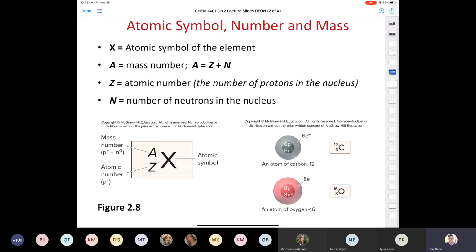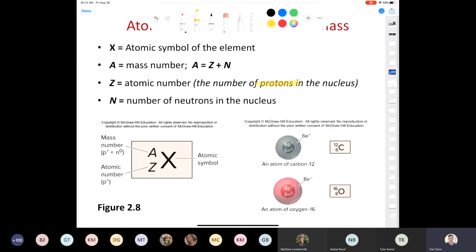The atomic number, however, is what I consider the identity of the atom. All right, the atomic number is the number of protons in a nucleus, okay? It's not very often that Mr. Deon really slows down his speech, but I'm going to slow it down here for a second for you. The number of protons is what gives an atom its identity. It's not the number of neutrons, and it's not the number of electrons.